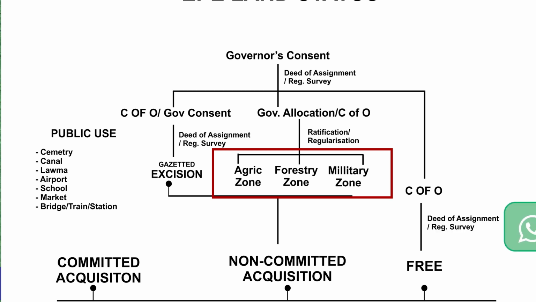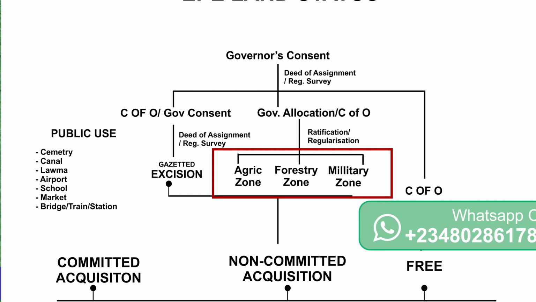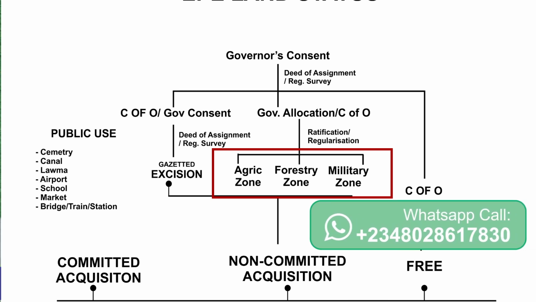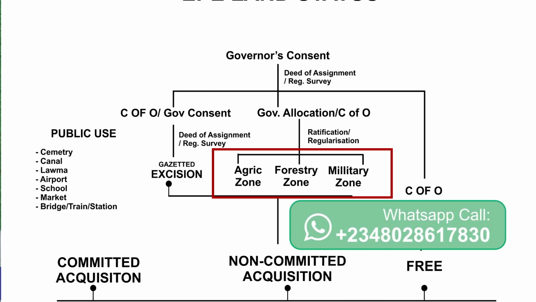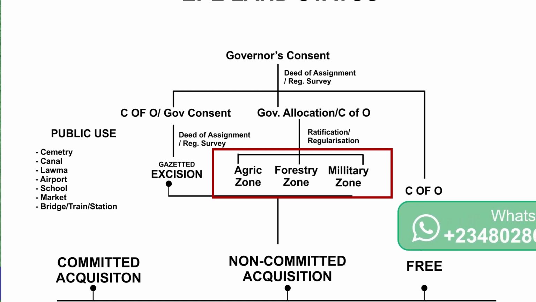You get it now? Alright, but if the land is free, residential free, no agric zone, no forestry zone, no military zone, that one is simple. You can just do CFO straight up. CFO. No regularization, no ratification is needed. Just CFO straight up.